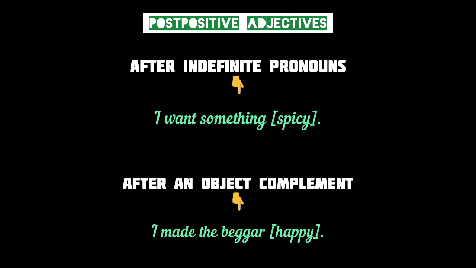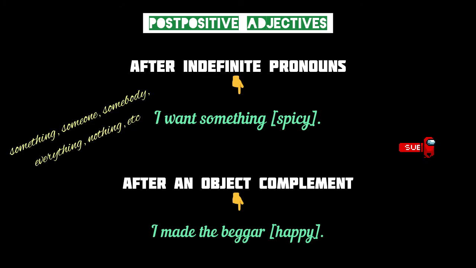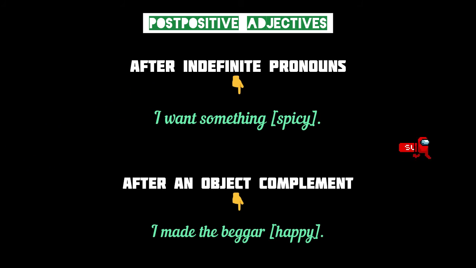We know that postpositive adjectives are also attributive adjectives, but they occur immediately after a noun or a pronoun in a sentence. Now let's learn their usage. Postpositive adjectives come immediately after indefinite pronouns such as something, somebody, someone, etc. For example, I want something spicy. Here the adjective spicy has been used immediately after the indefinite pronoun something to modify it. Hence, spicy is a post-positive adjective here.